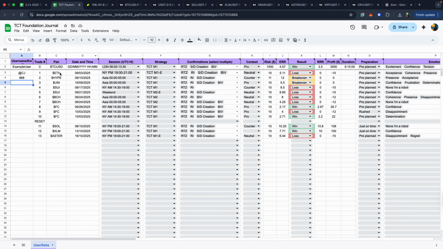This ETH trade, my mentor Lars, creator of TCT, he took a break-even trade on this. He had a slightly better entry than me. But we took mainly losses for the first 10 trades. We had 2 wins here on FC.